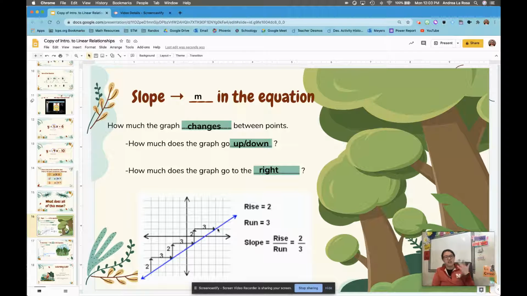The slope is that constant number that keeps happening over and over again. We'll work on calculating what slope is later, but right now I just need you to know that it's how much the graph changes between points, how much up or down it goes, and then how far it goes to the right.